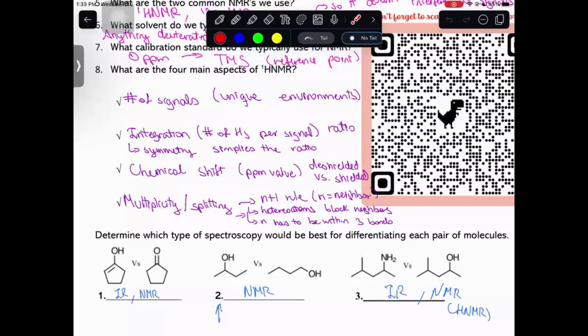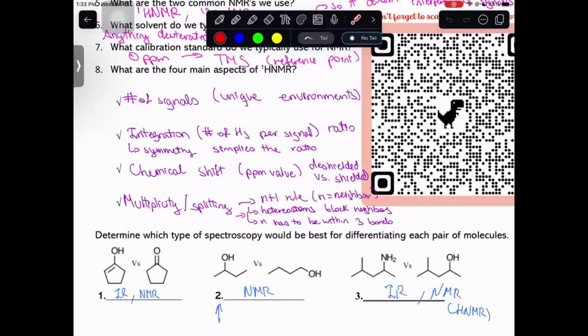What's integration specifically? You said it in class today. Area under the signal, yes. You might get a question on the definition of integration, so keep that in mind. Integration just gives you the number of hydrogens that you have per signal. So if we have a methyl group, for example, what's gonna be the integration for a methyl? It's gonna be 3H. That's it. Simple as that. You're just counting hydrogens.